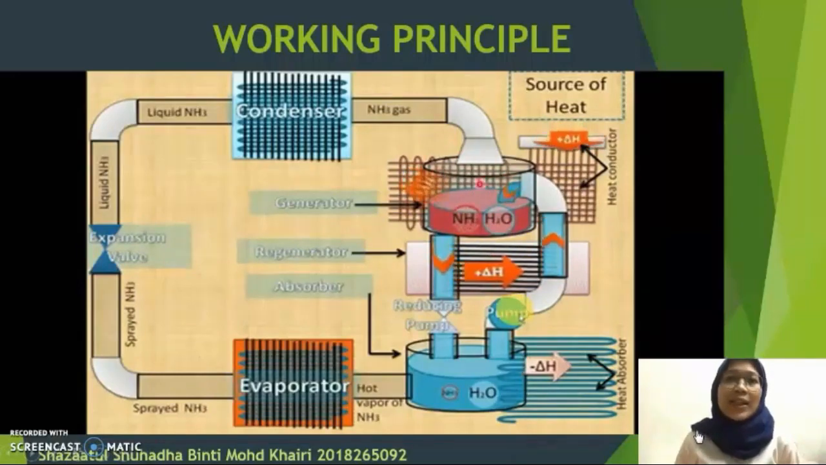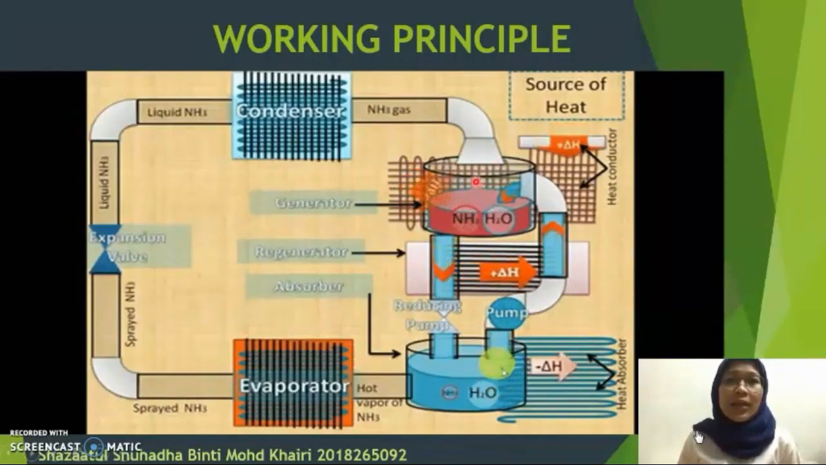Then there is an analyzer at the top of the generator which will allow only ammonia vapor to pass through it. This analyzer will continue to condense the water vapor and send the water back to the generator and transfer the weak solution into the absorber. This is because if water vapor enters the system, it decreases the efficiency of the refrigeration system, and if a larger volume of water enters the system, it can damage the system.